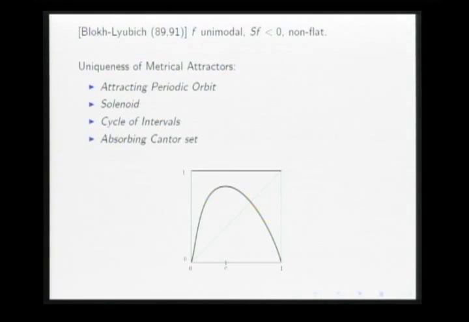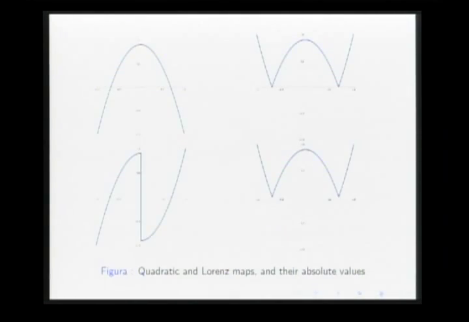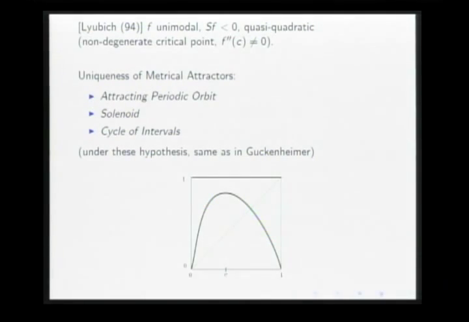So there is a fourth type here, perhaps, but with an additional hypothesis. Liouvitch has shown in '94 that the classification is the same as in Guggenheim classification for metrical attractors, the same way as in the topological attractors. So, of course, we can use this as guidelines to think about what can happen in terms of topological attractors for Lorenz maps.